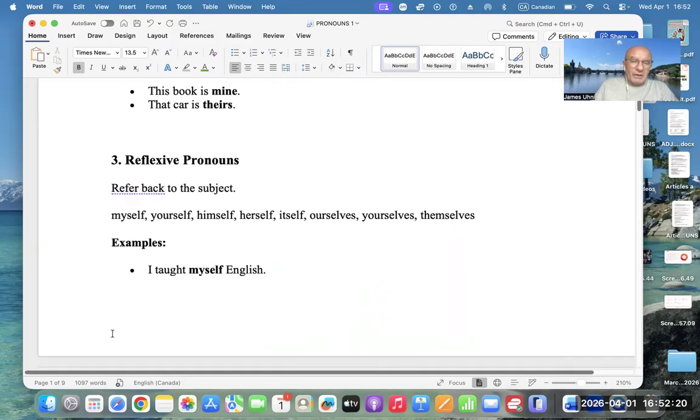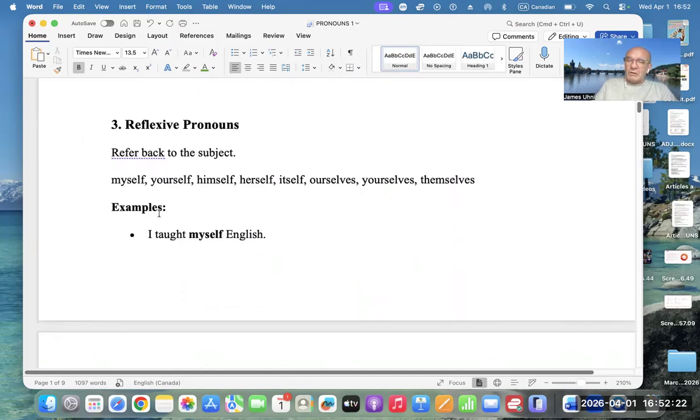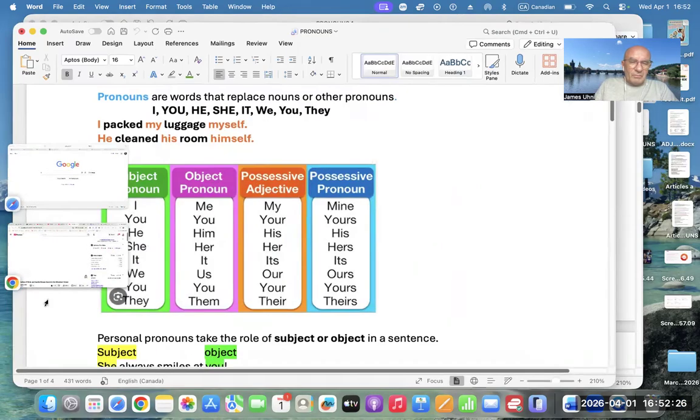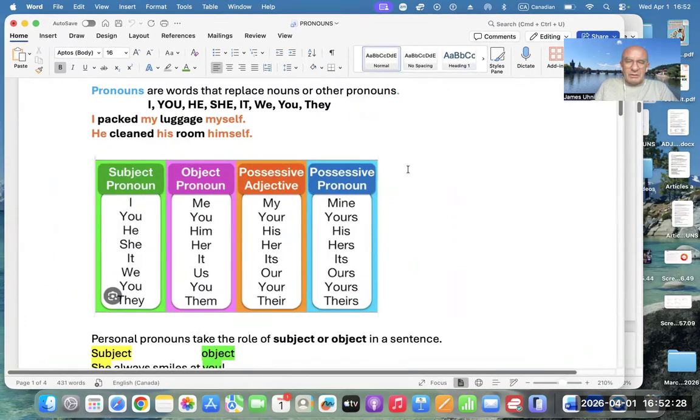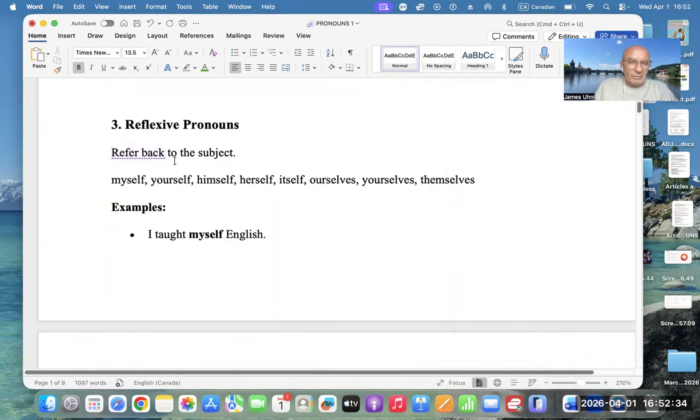Then we have reflexive pronouns, and they are not listed in here. Reflexive pronouns are myself, yourself, himself, self, self, selves, selves, selves.